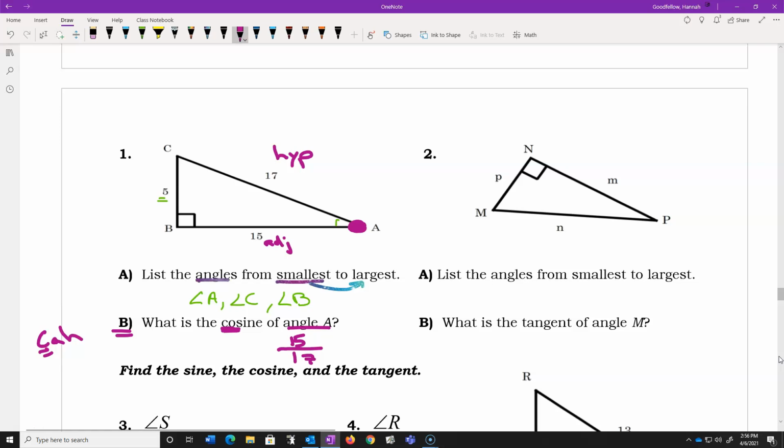Now, listing the angles from smallest to largest on this one would be kind of hard without any kind of numbers on it.